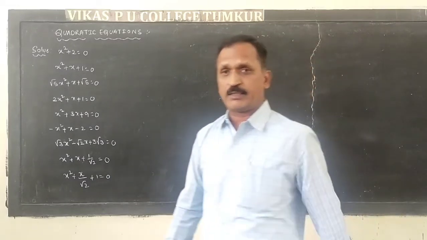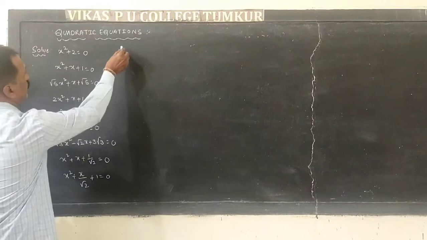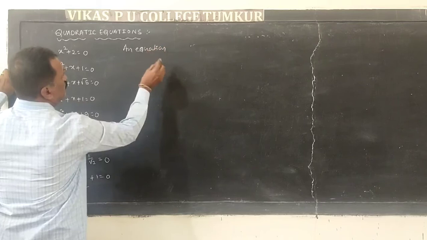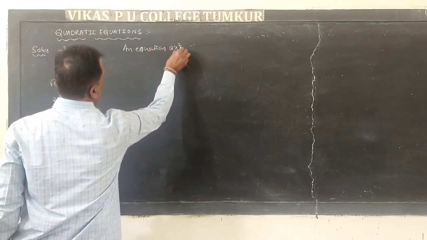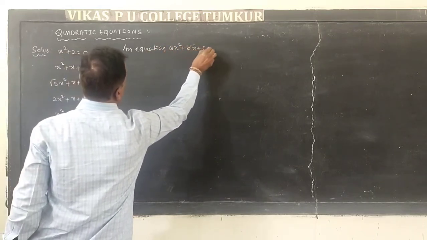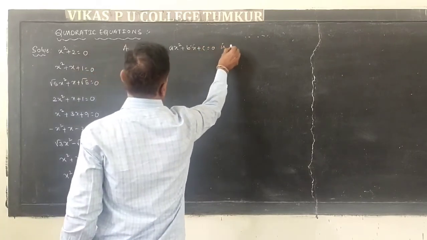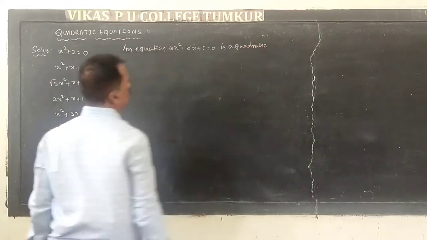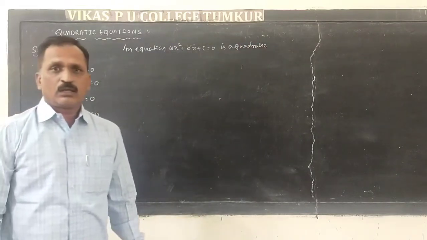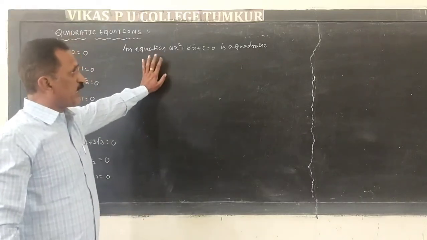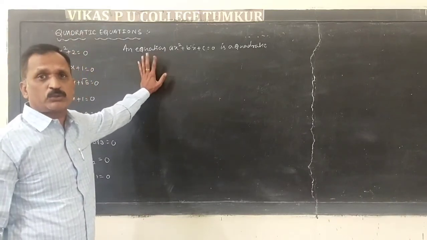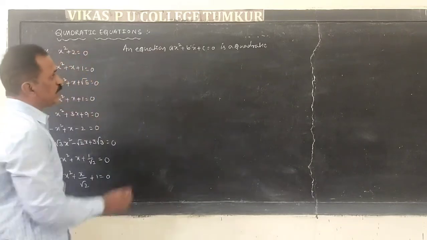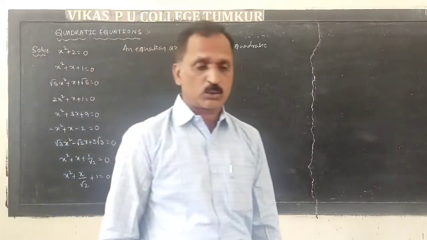However, I'll give the idea. Look at this now, right? An equation, you should remember this, an equation ax square plus bx plus c is equal to 0 is a quadratic equation. The highest power of the variable present in the equation should be 2, so that the equation is known as a quadratic equation. In this case we will get two special cases.